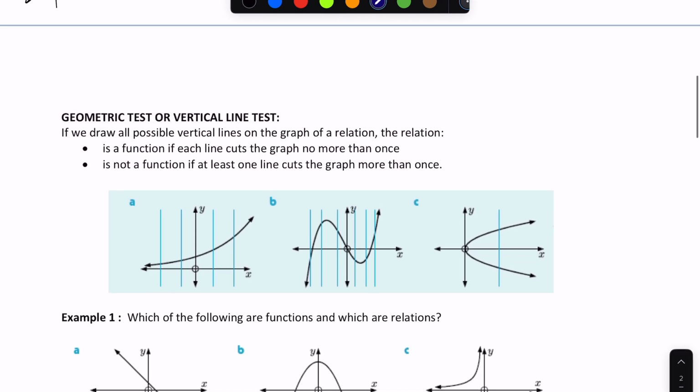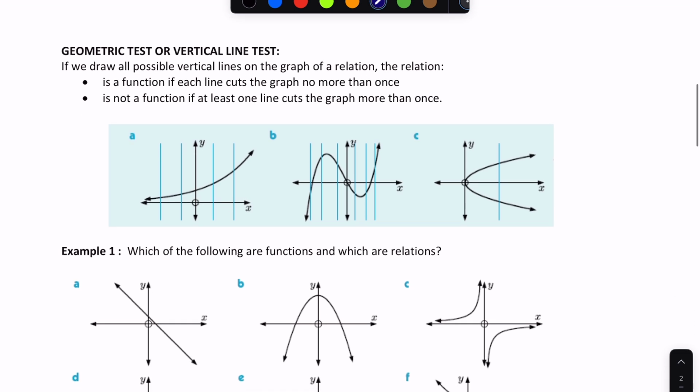The next way to test if something is a function is by using the vertical line test that we mentioned above. How the vertical line test works is that if we draw all possible vertical lines on a graph of a relation, the relation is a function if each line cuts the graph no more than once. It's not a function if at least one line cuts the graph more than once.